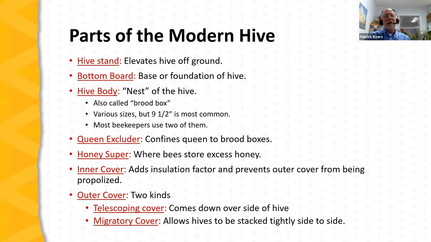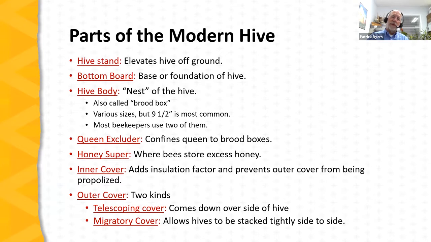As far as the hive itself, we have the bottom board, which is the base or the foundation of the hive. Then we have the hive body. This is sometimes called the brood box. It's a box of some depth, typically 9.5 inches. There can be more than one box that forms the hive body, but we'll see more about that in a moment. Then above the hive body, we have what's called the queen excluder. And the queen excluder is a screen. And this screen actually keeps the queen in the hive body. Remember that the queen is the largest bee in the colony.